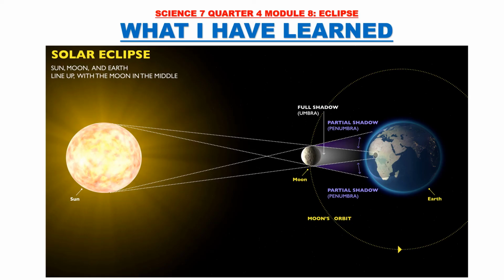Solar eclipse. A solar eclipse occurs when the moon is between the sun and the earth. During a solar eclipse, the moon blocks the light from the sun. A shadow is cast on Earth. The umbra is the darker inner shadow of the moon. The penumbra is the lighter outer shadow of the moon. If you are standing in the umbra of the moon, then you will be witnessing a total solar eclipse. If you are standing within the penumbra of the moon, then you will be seeing a partial solar eclipse.